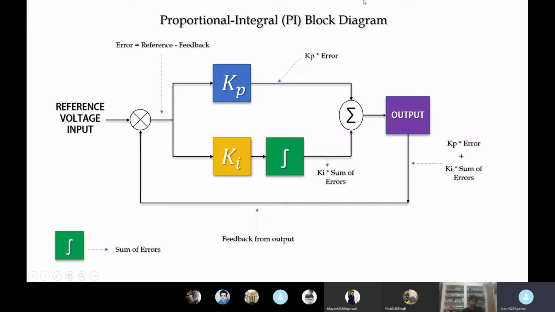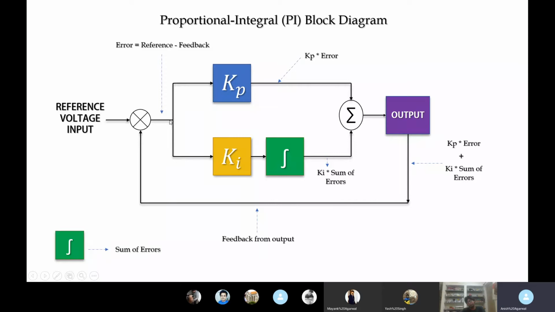Okay, so now we have come to the block diagram. As you can see, we have the reference voltage input, and here we have the output. This cross sign is a comparator. We'll use the comparator to calculate the error. The feedback from the output comes to the comparator, and here we get the error.